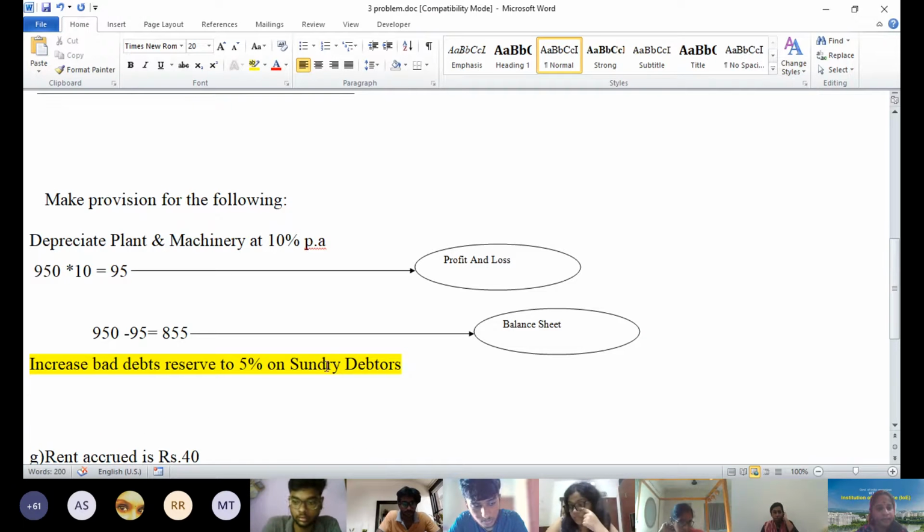Increase in bad debts reserve, 5%. What is the sundry debtors value? Somebody in the class? 4,200, ma'am. 4,200 into 5%, how much is it?